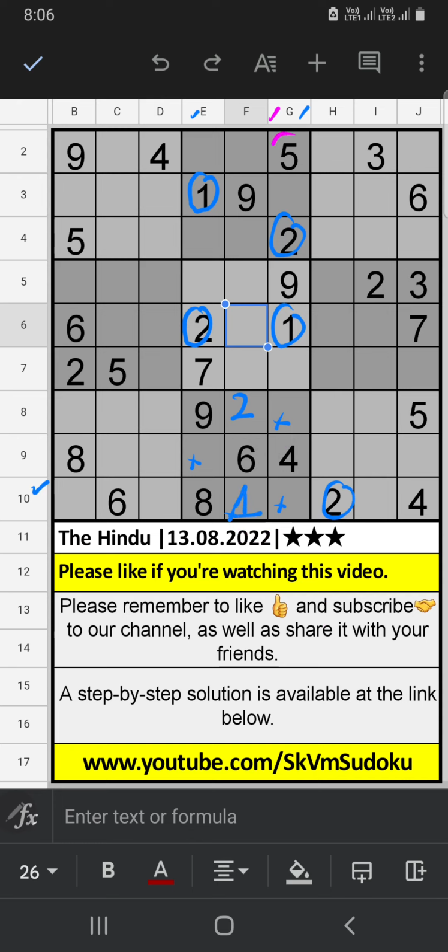Column G, we have 5. So 5 can't come in these cells. Then 5 is confirmed here. 8th grade, 2 numbers are remaining, 3 and 7. It will come in the two cells. We will confirm later.